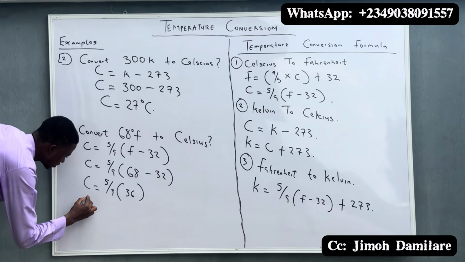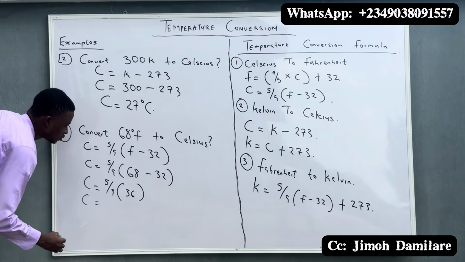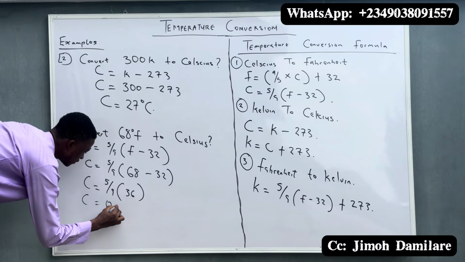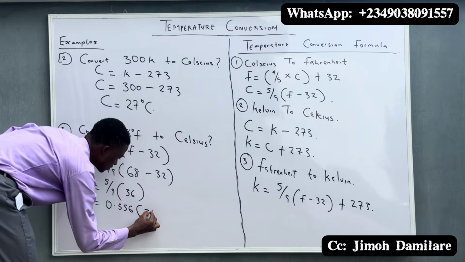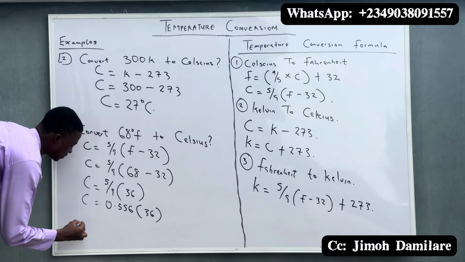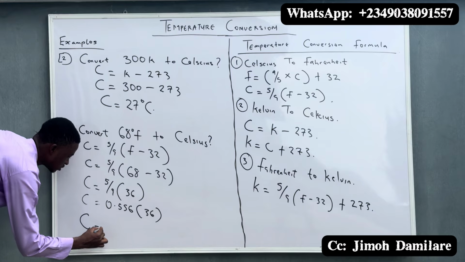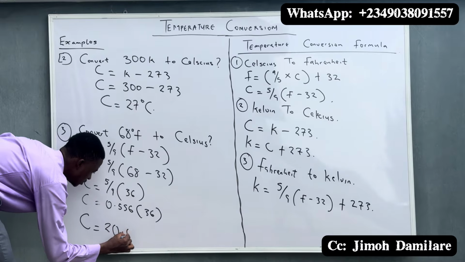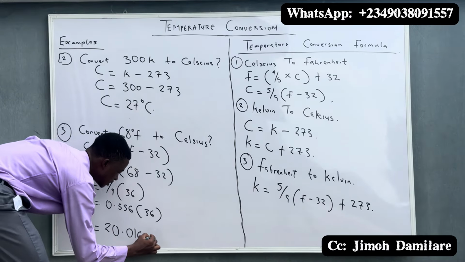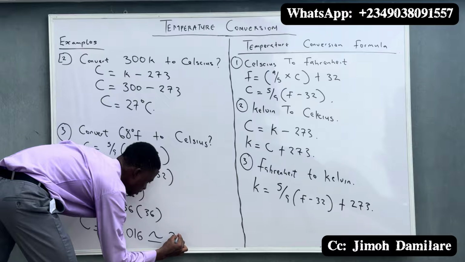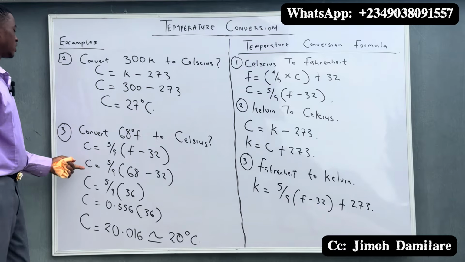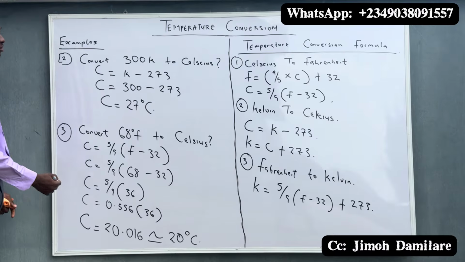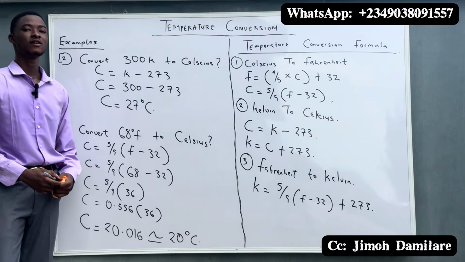So moving on, our Celsius will be given as, so 5 divided by 9 will give us 0.556, and we will multiply it by 36. And when we multiply this, our Celsius will be 20.016, which is approximately 20 degrees Celsius. So this is what you get when you convert 68 degrees Fahrenheit to Celsius. So you can see it is very, very simple.